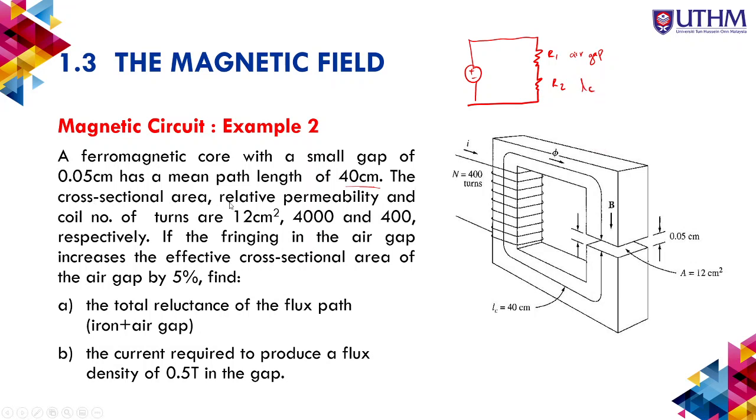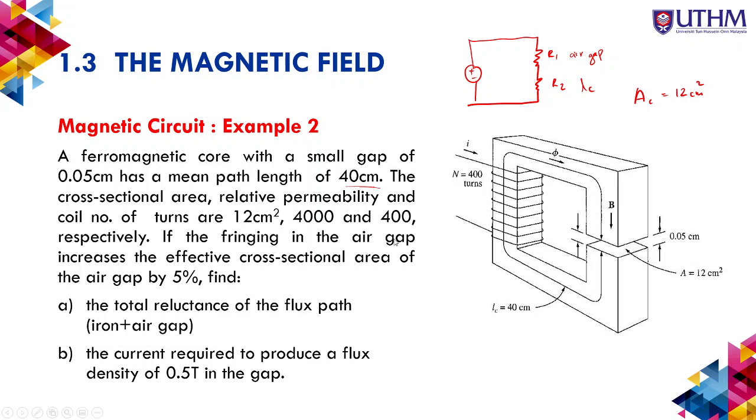Okay, the cross section area, relative permeability, and coil number of this one. So this is area, area calculated already. So they want to make you easy understand. So A core is 12 cm square, relative permeability 4000, and 400 coil turns.